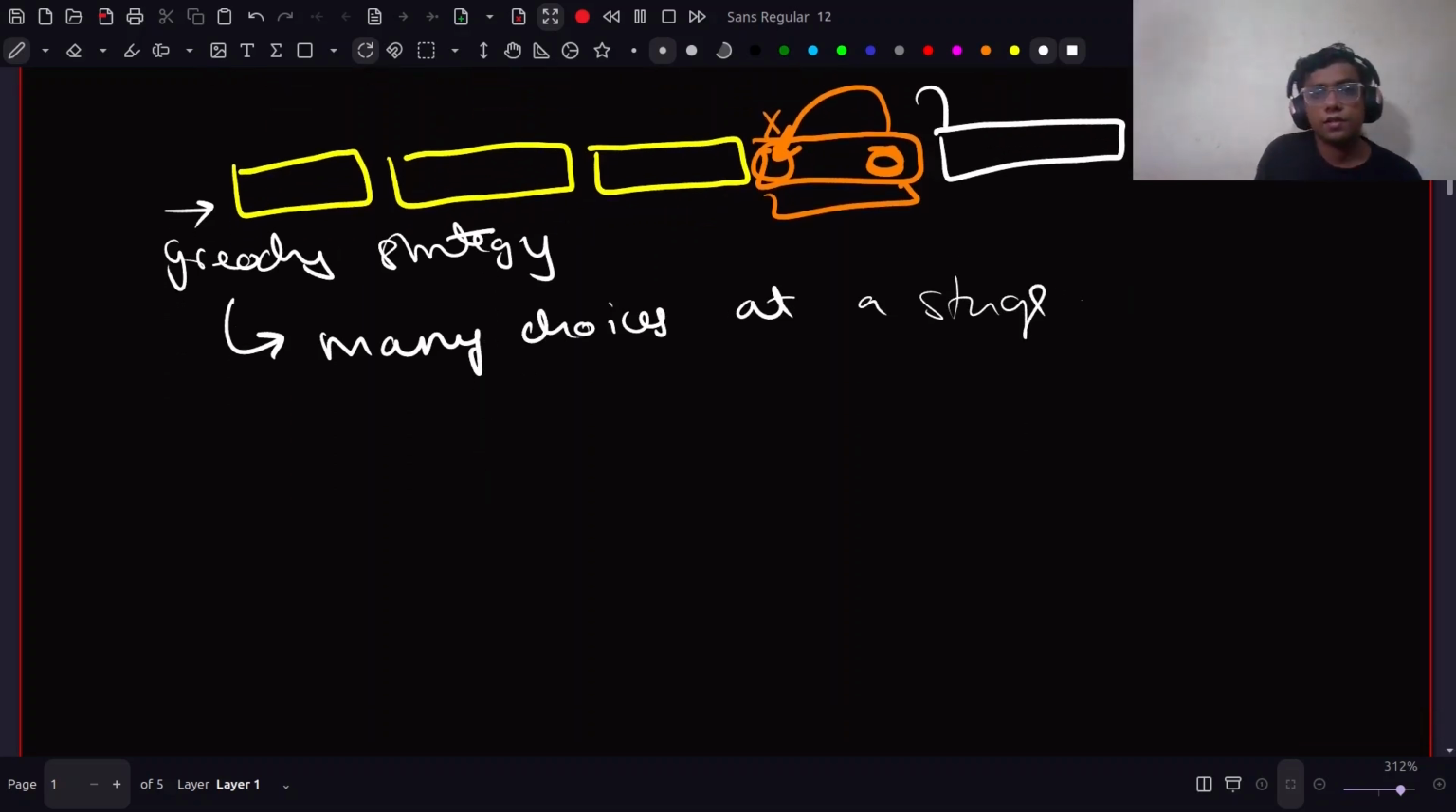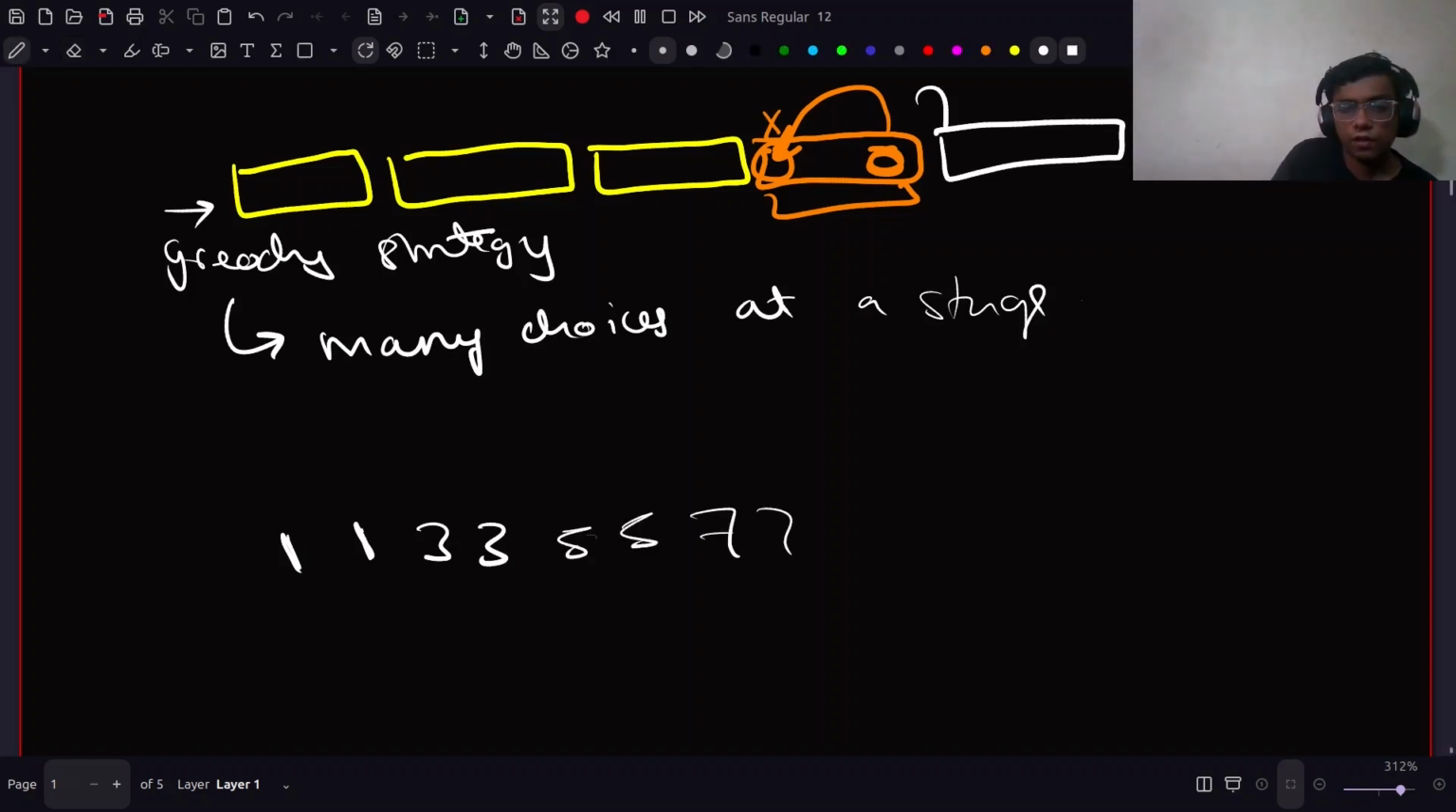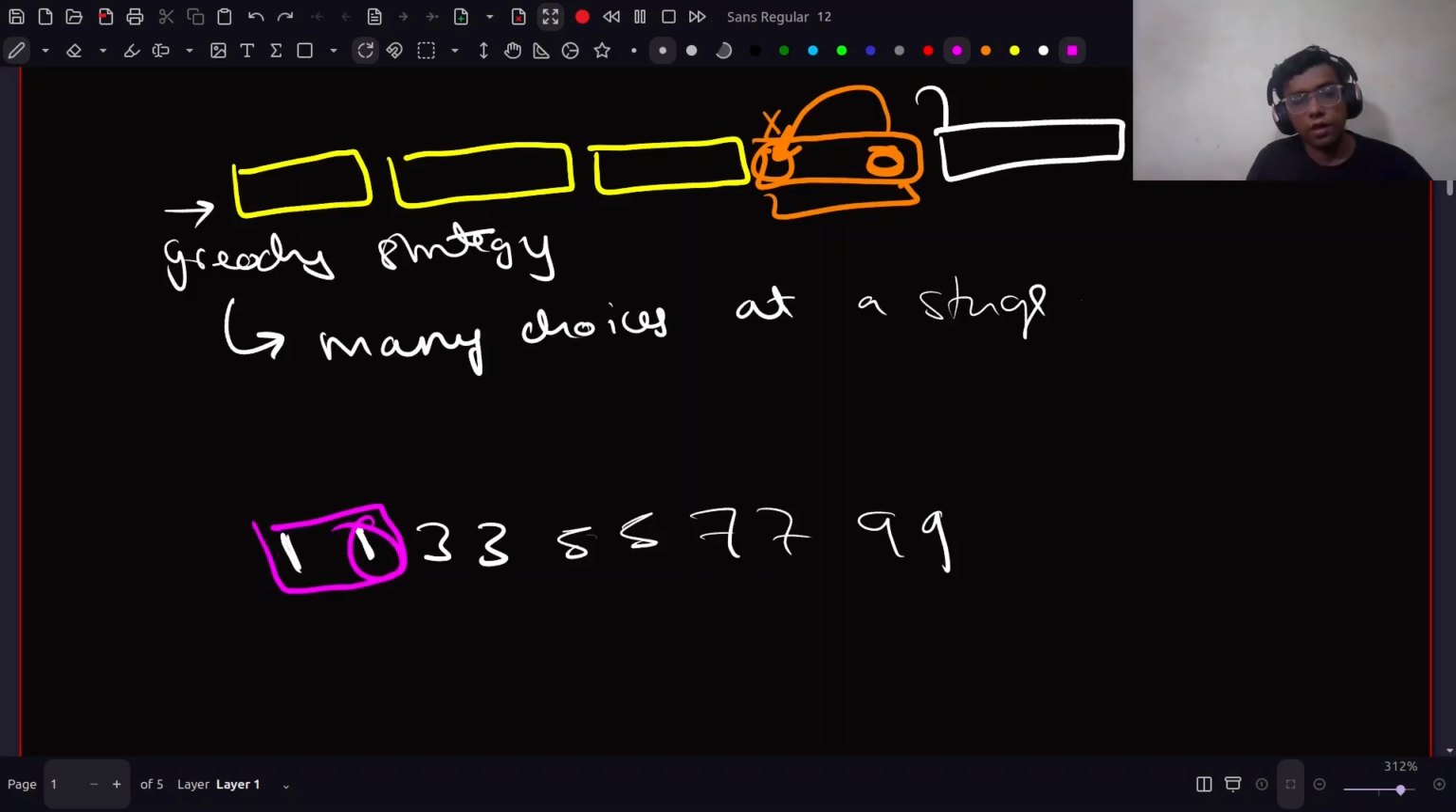The reason is simple. Let's say we had a sequence like 1 1, then 3 3, then 4 5 5 7 7 9 9. In a case like this, we can form multiple chunks. One chunk which can be formed is this one with 1 1, and another chunk which could be formed is, for example, this whole thing, right?